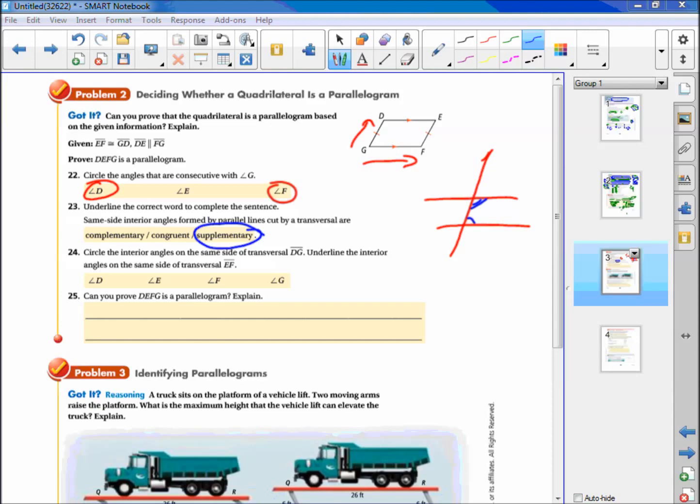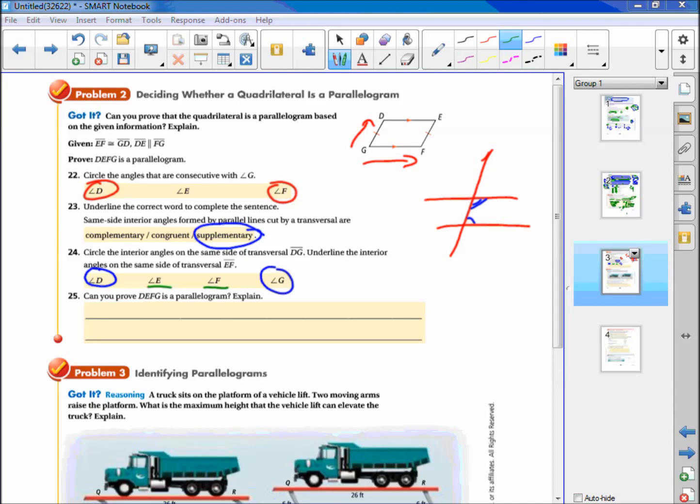So circle the interior angles on the same side of the transversal DG and underline the interior angles on the same side of transversal EF in our parallelogram. All right, so DG cuts across here, and the angles that are on the same side of DG are going to get circles. So that's angle D and G. These are going to be supplementary to each other. And then E and F are going to get underlines, and these are supplementary to each other. So our underlined ones are supplementary, and our circled ones are supplementary.